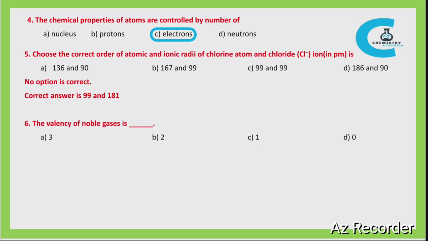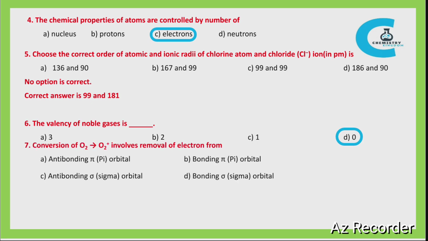The valency of noble gas, already you know, is 0. Noble gases are inert in nature. Conversion of O2 to O2 plus involves removal of an electron from the antibonding pi orbital. So you just write the molecular orbital diagram, you will come to know how we get it.